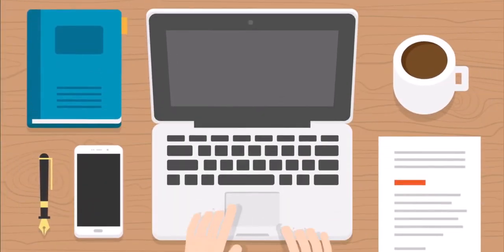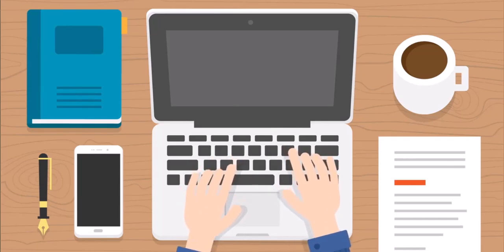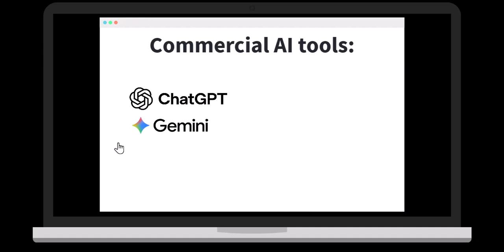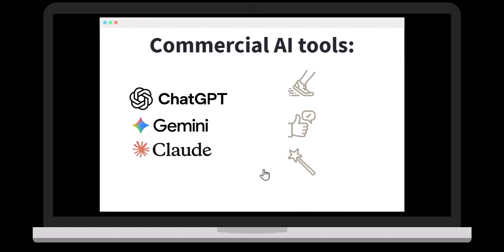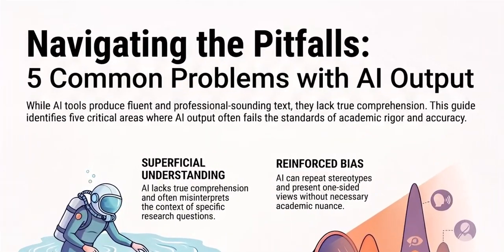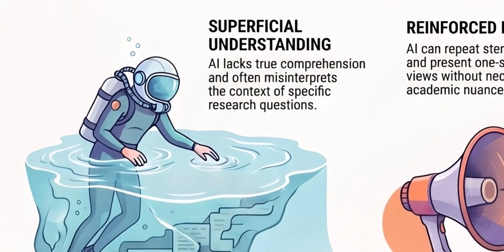You've just typed your research question into a popular AI tool, and within seconds, a seemingly polished answer appears on the screen. Commercial tools like ChatGPT, Gemini, or Claude feel fast, helpful, and even a bit magical at times. But here's the problem. These types of AI tools are great at producing fluent text, but they don't actually understand information. That means the system can misinterpret your question and apply information in ways that do not fit your context.